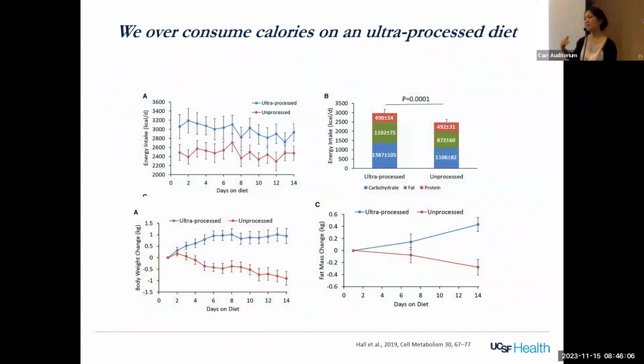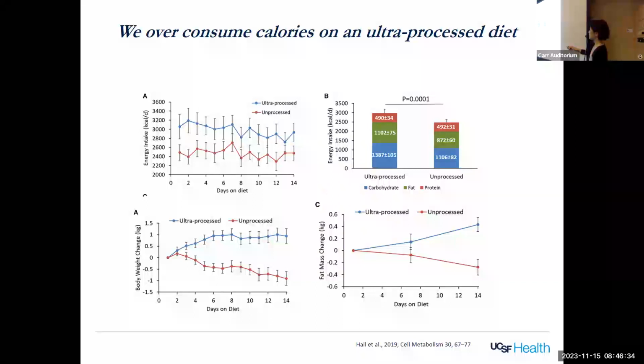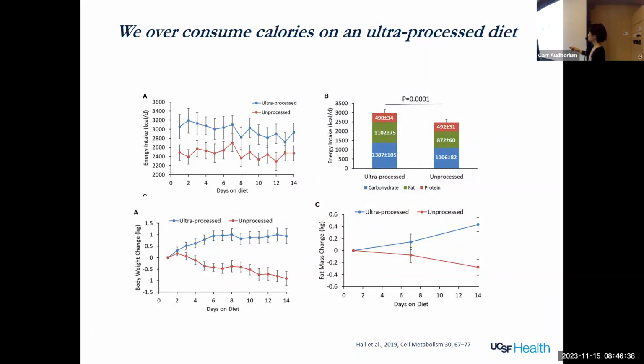It's been shown that we spontaneously overconsume calories on an ultra-processed diet. This is a study from the NIH. Kevin Hall does these metabolic ward studies where he puts people in metabolic wards, controls everything that they eat and do, and sees what happens. This is a study of ad libitum ultra-processed food in the blue versus unprocessed food in the red. This is a crossover study. In the 2 weeks that they were on each diet, you can see that the ultra-processed arm ate more calories per day. That resulted in weight gain, whereas in the unprocessed arm, they actually spontaneously lost weight. And that correlated with a gain in fat mass in the ultra-processed arm versus the unprocessed arm. So we naturally eat more when presented with an ultra-processed diet. I think this is a big reason why obesity has become a problem, especially in the United States.